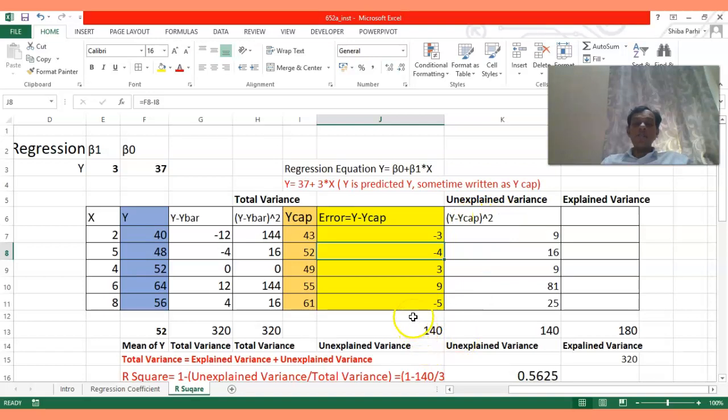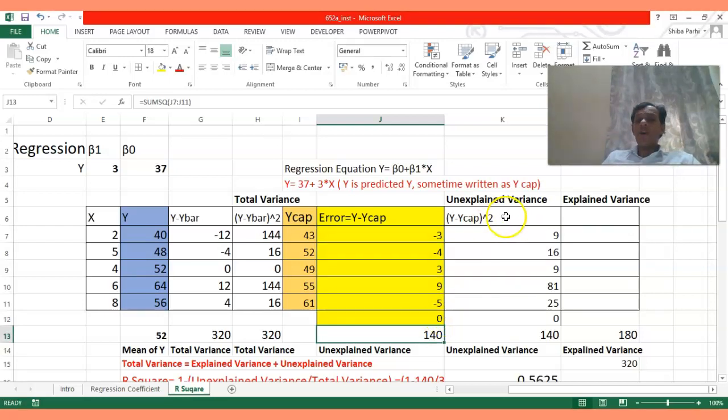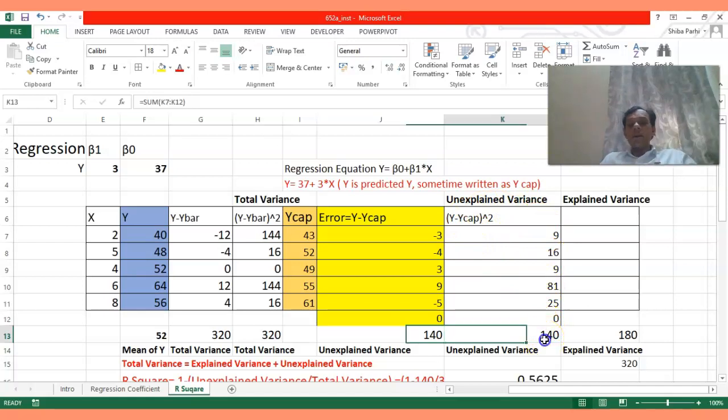Otherwise, if you do the summation of all the errors, it will always be 0. So to get rid of this 0 value, can you see the sum of all the error is always 0 from the predicted. So now to get rid of it, I'm squaring it out. I'm finding the error, or the unexplained variance, is 140 and total variance is 320.